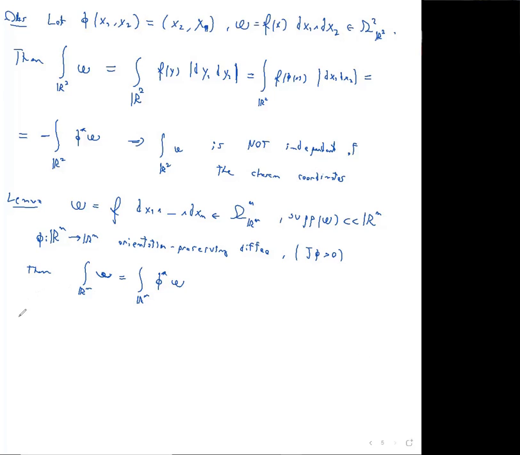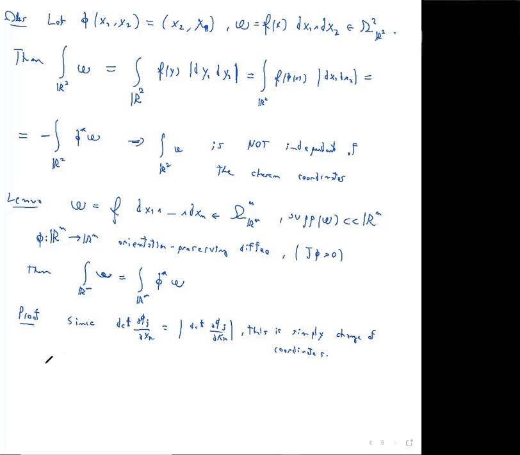And the proof, well, we've basically seen it. I'm just going to write a word. The point is that this Jacobian is the same as its absolute value. So this is simply a change of coordinates.